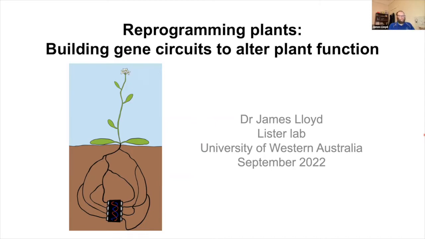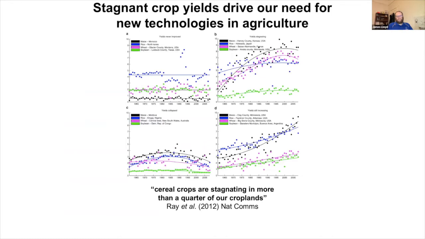So I'm trying to build gene circuits, but why are we doing this? As I'm sure I don't need to tell most people in the audience, we've got climate change to deal with. We've got a growing population and a finite amount of land. So we really need to increase crop productivity. But in many cases, we've got stagnation in crop yields.